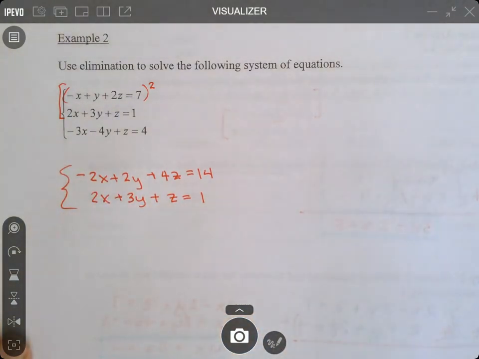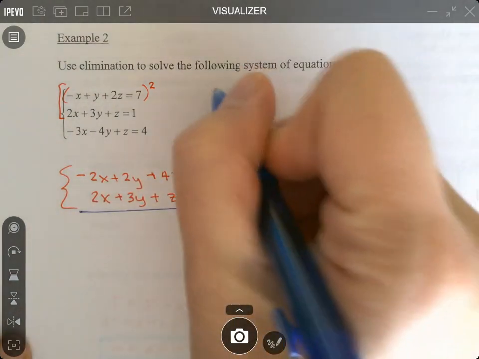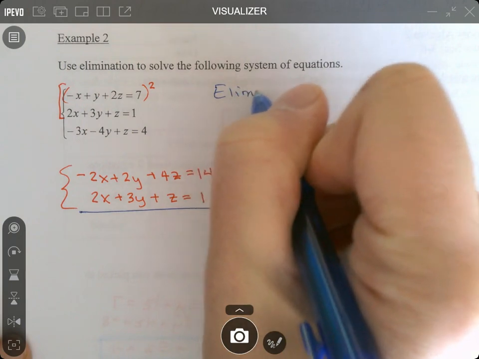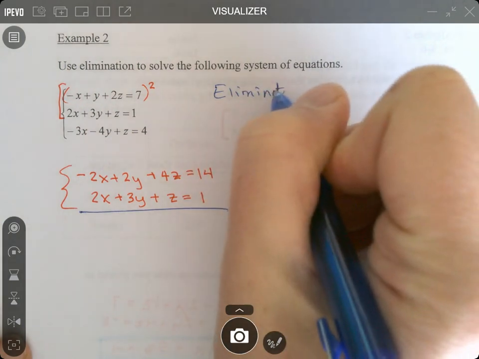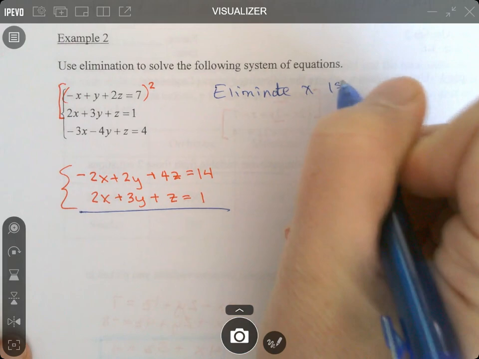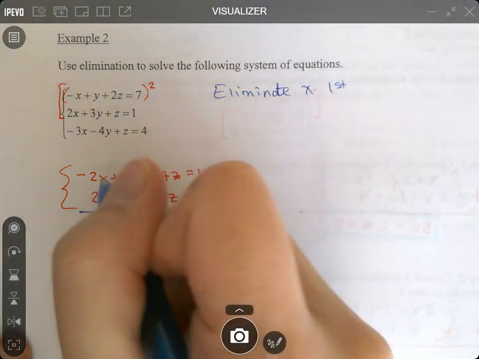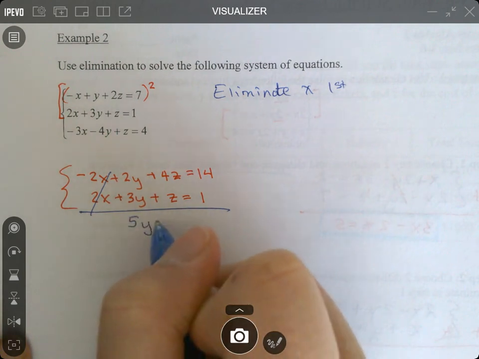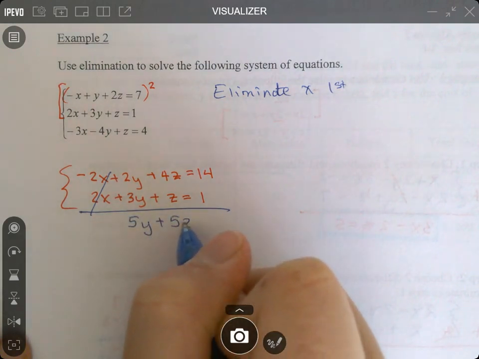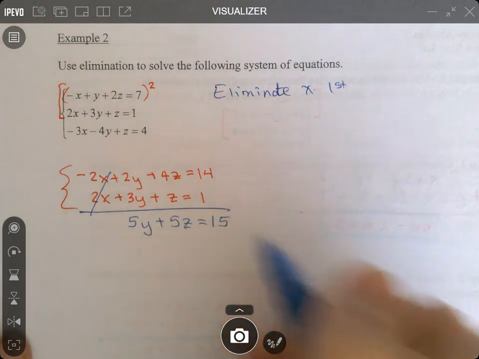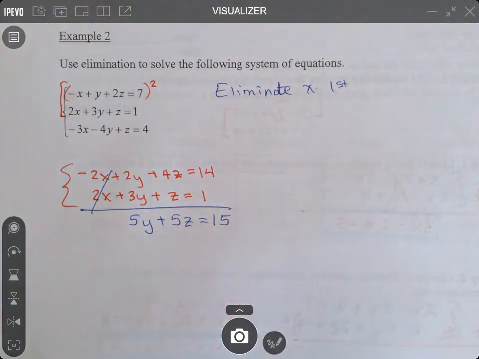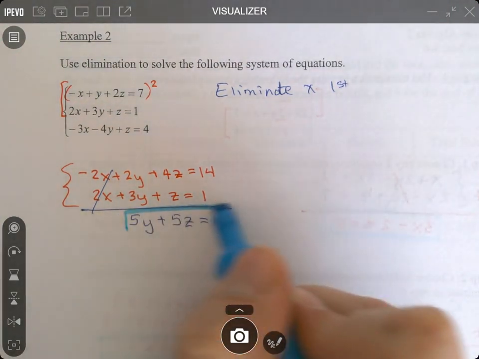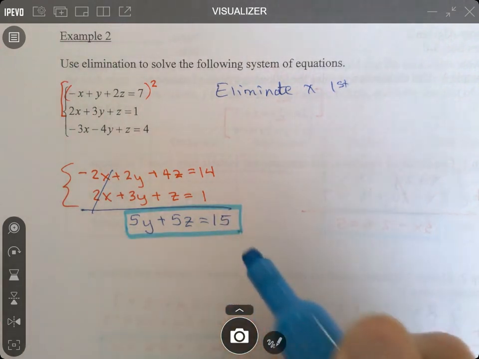Okay, so I've rewritten it, and we decided that we are eliminating x first. I should write that. Okay, so I've done that, and that's gone. And I'm left with 5y plus 5z equals 15. So I'm going to come back to this. I'm going to go ahead and box this in. I don't want to lose it. This is one of the equations that I'm going to work with.